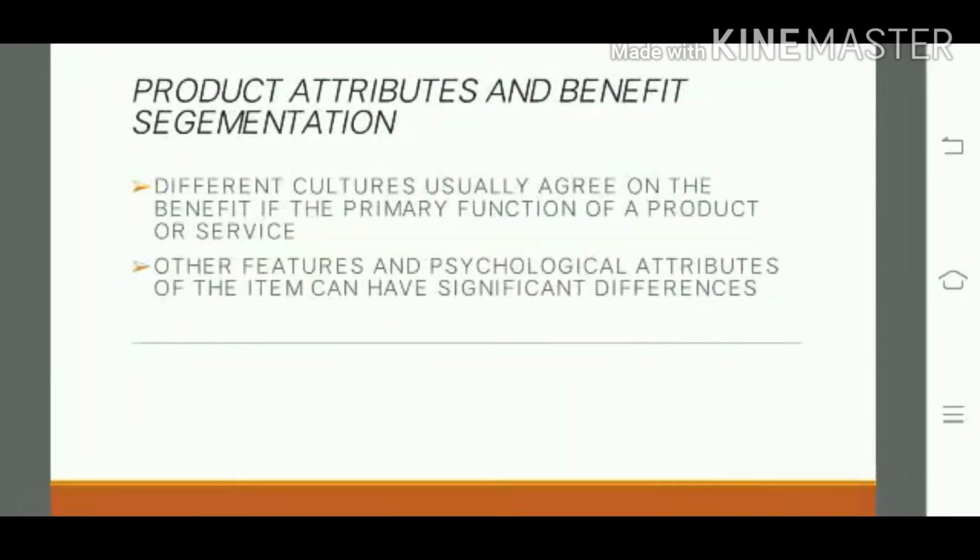Last is product attributes and benefit segmentation. Different cultures usually agree on the benefit, the primary function of a product or service. Other features and psychological attributes of the item can have significant differences. Let's talk about benefit segmentation. It is a technique that segments, or in other words divides, the customers on the basis of desired or sought benefits.